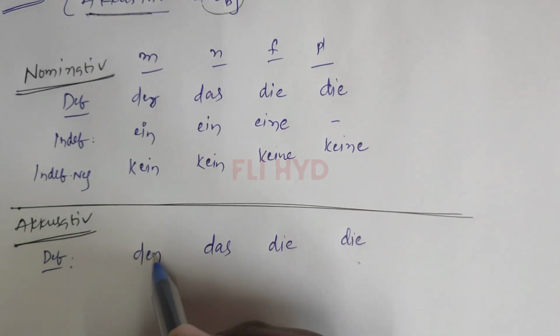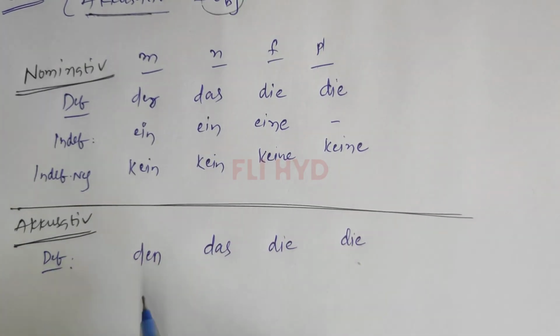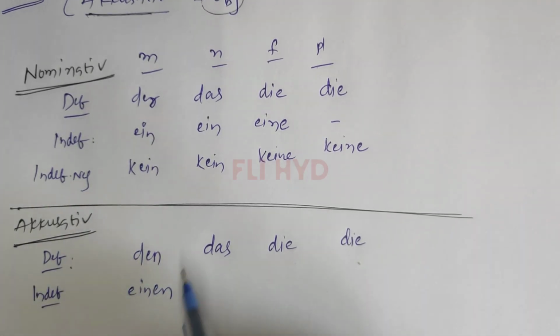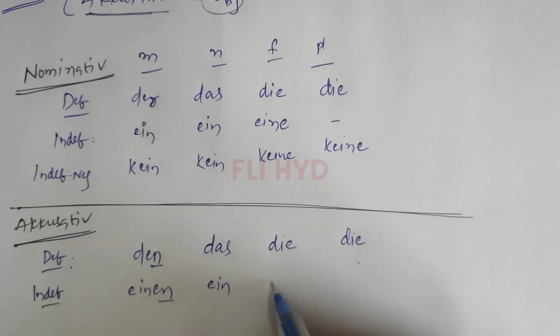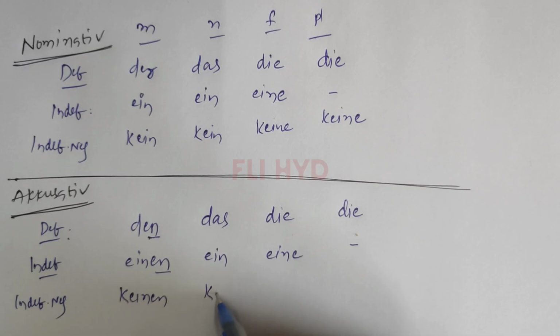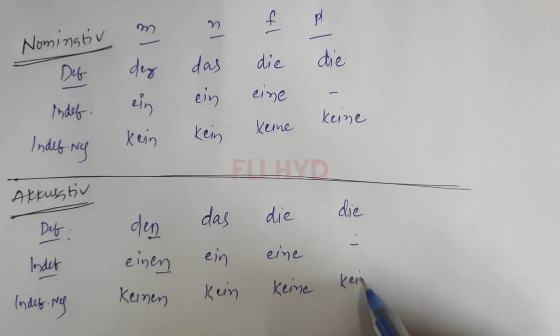So the only difference between nominative and accusative is male. Der changes to den. And when it comes to the indefinite article, ein changes to einen. Ein changes to einen, so here we are adding an extra en. Neutral stays the same, feminine eine, and plural we don't have. And indefinite negative: kein becomes keinen, kein, keine, and plural keine.